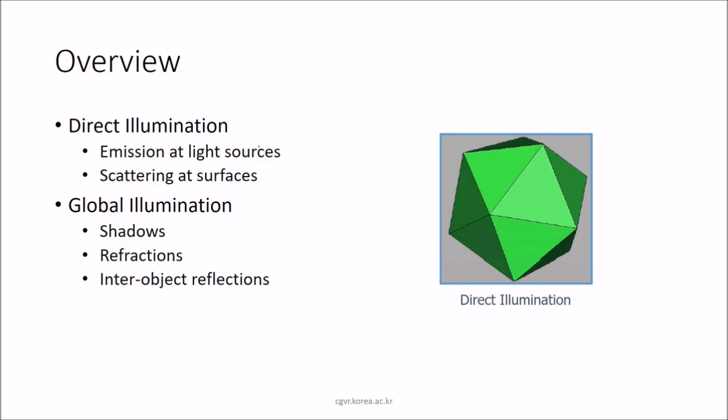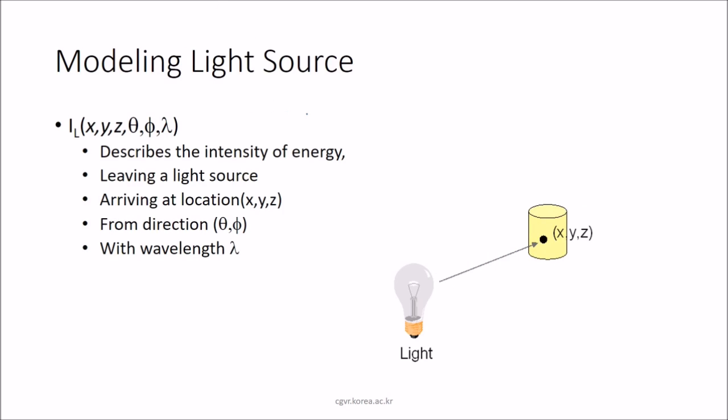So we have two kinds of illumination. One is the direct illumination, as you are able to see here. We'll see the emission at light sources and scattering at surfaces in direct illumination, while in global illumination, we'll see the shadows, the refractions, and the inter-object reflections. So let us start.